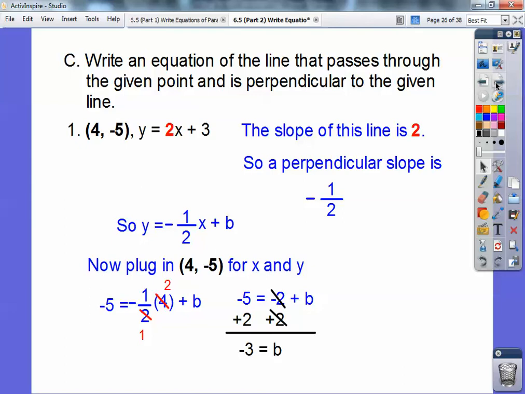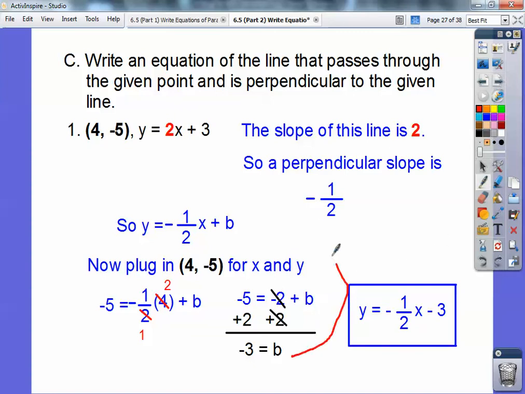All right, and then you're not done right there. You have to put that back up in for the b. I should have drawn a line right here. Let me do that real quick. This b goes right back up into that place, and so that's how I got this equation right there.